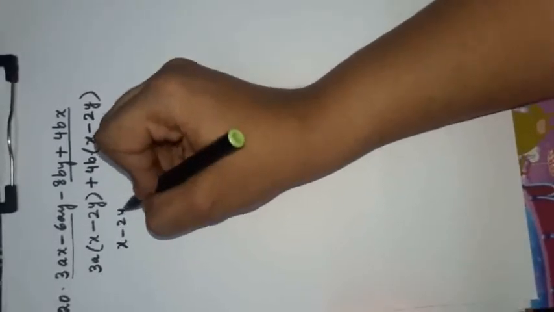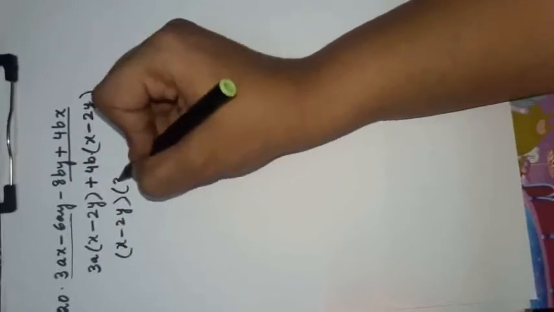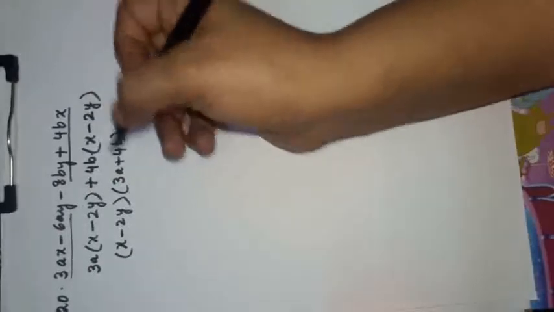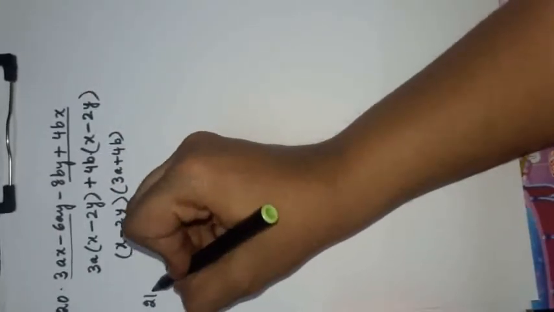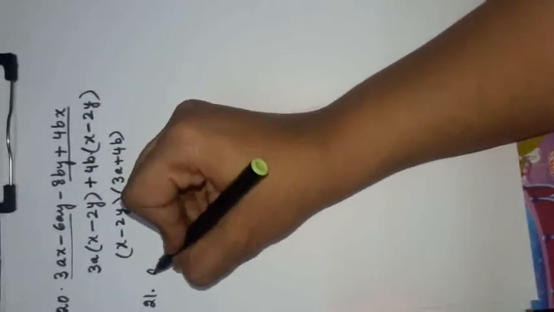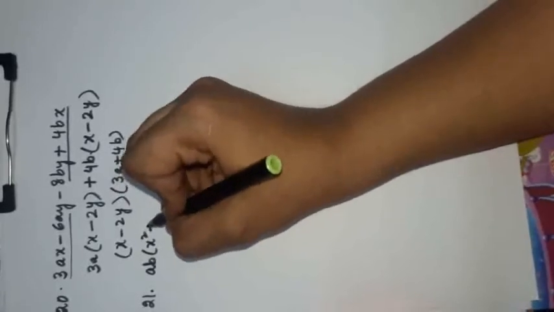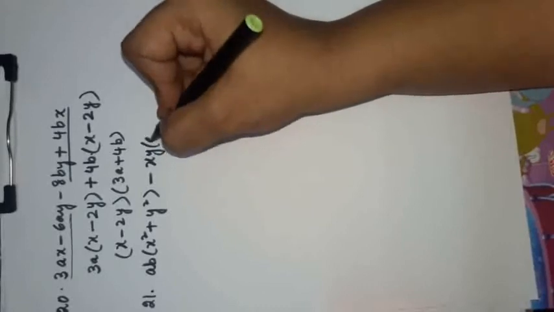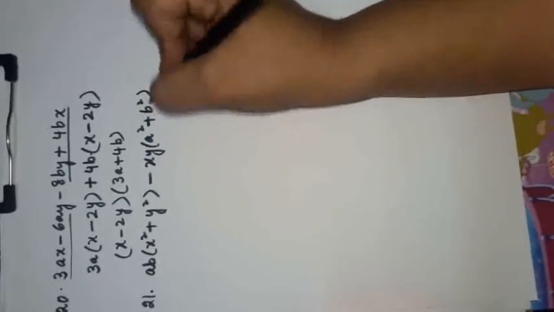So x minus 2y, then 3a plus 4b. Got it? These two are the factors of the given expression. Now let us go to the 21st one. The 21st problem is ab(x square plus y square) minus xy(a square plus b square).